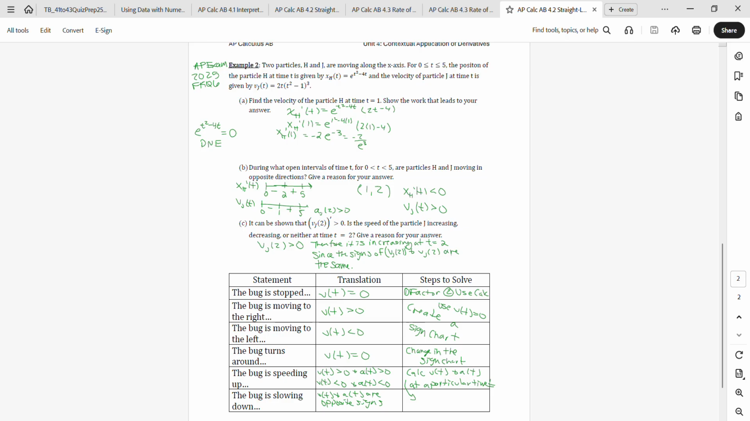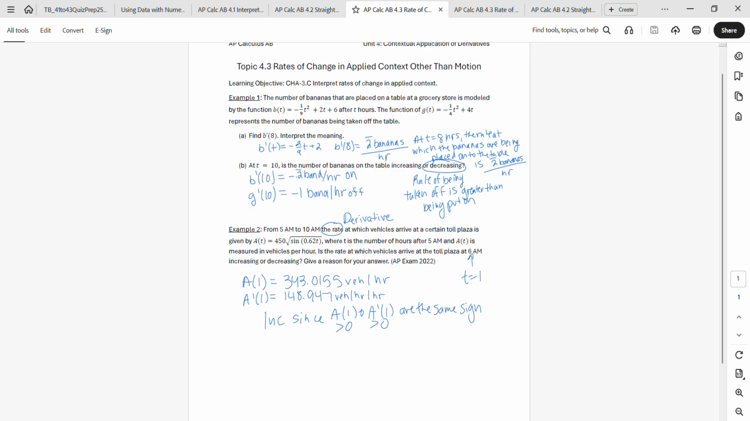So, okay, and then on Friday, which you might have questions about on the homework, we did how do we apply derivatives in rates of change in other contexts, right?